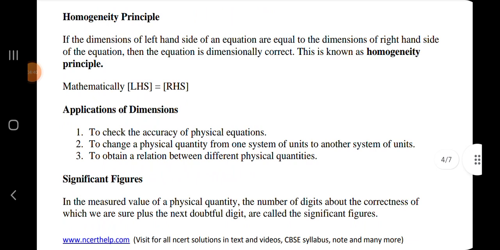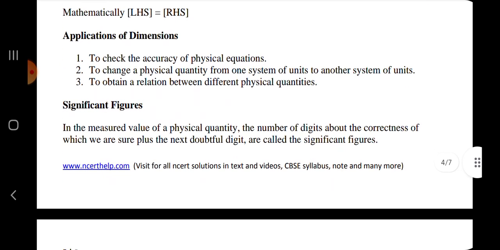Then homogeneity principle. If the dimensions of the left hand side of any equation are equal to the dimensions of the right hand side of the equation, then the equation is dimensionally correct. This is known as the homogeneity principle. Mathematically, it is just LHS is equal to RHS. Then applications of dimension: to check the accuracy of a physical equation, to change a physical quantity from one system of units to another system of units, or to obtain a relation between different physical quantities.